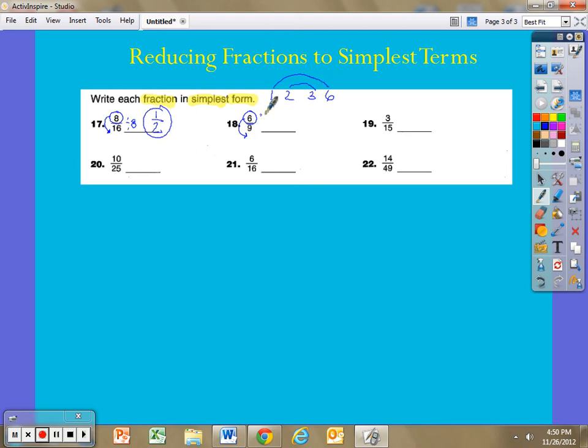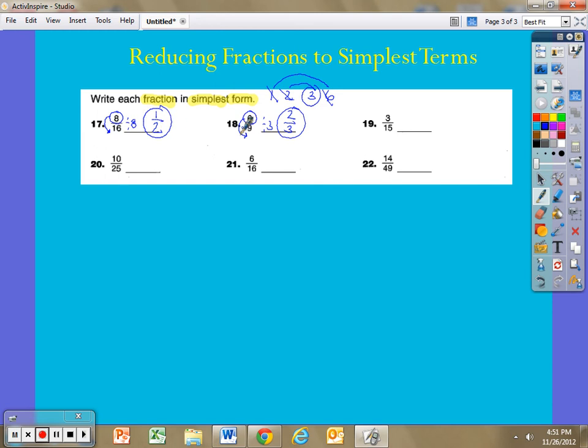Now, what is the largest factor of 6 that also is a factor of 9? Well, 1 goes in everything. I don't care about 1. 2, no, because 9's not even. 3, yes, 3 will work. 6 won't work. We've talked about that. So I'm going to divide both by 3 to simplify this. 6 divided by 3 is 2. 9 divided by 3 is 3. I have 2/3.